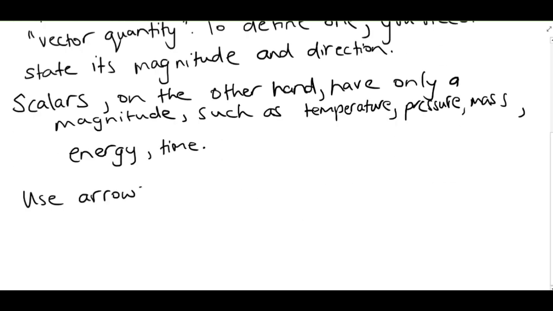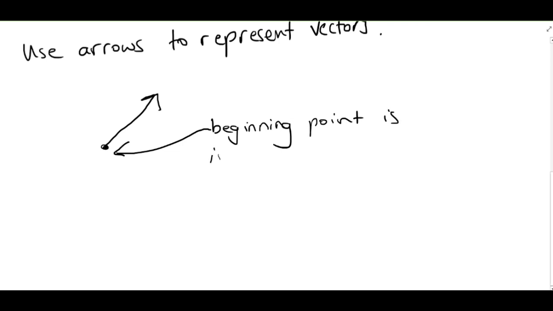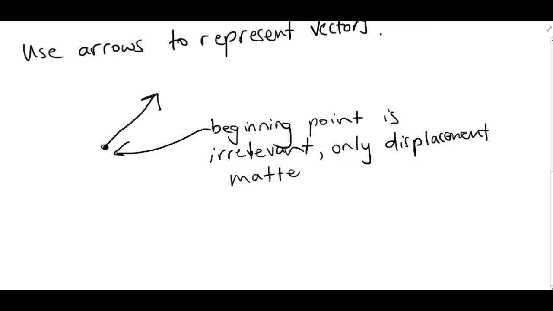The way that we represent vectors is through the use of arrows, and typically we have a starting point as well as an ending point where we draw the arrowhead. The beginning point is irrelevant, only the displacement matters. So it doesn't really matter where the vector begins. All that matters is the length of the vector as well as the direction that it points towards.